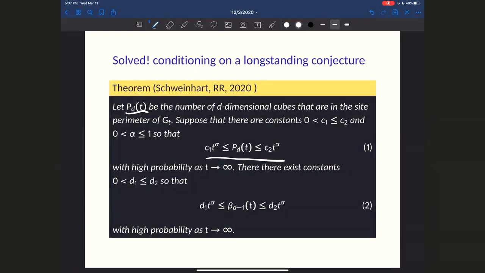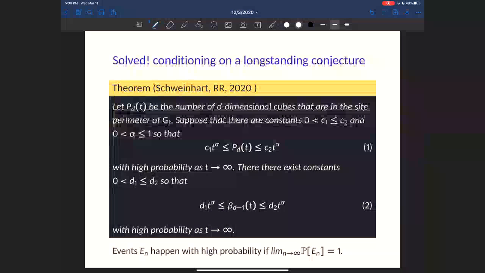Then there exist constants so that Betti d minus 1, so we are in the top dimensional homology, the top dimensional holes that you can create, or cavities sometimes in an intuitive way, is going to be also bounded between a constant times t to the alpha below, and a constant times t to the alpha, with high probability as the time goes to infinity. Okay, so I just want to mention that the proof is along the lines of making some coupling with a multinomial distribution.